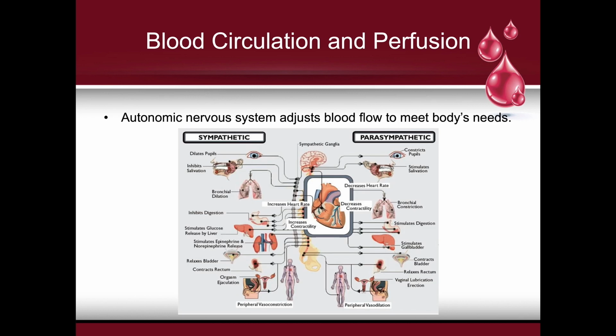Autonomic nervous system adjusts blood flow to the body's needs. Remember, the autonomic nervous system works automatically, right? And it's this constant balance between your sympathetic and your parasympathetic nervous system. That's what your autonomic nervous system is. And remember, that sympathetic nervous system is your fight, flight, or freeze mode, right?